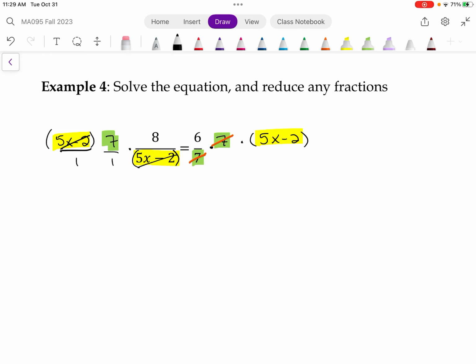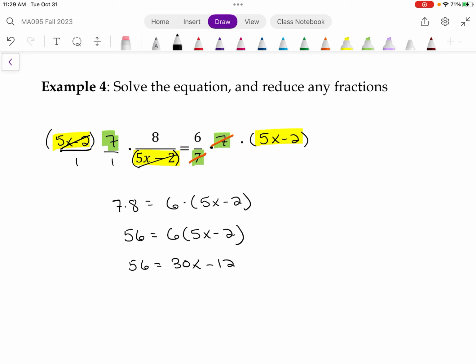All right, so we've got 7 times 8 on the left side equals 6 times 5x minus 2. Keep it in parentheses. And you're going to get 56 equals 6 times 5x minus 2. Now, how do you solve for the x? Well, first you have to distribute, which is probably the easiest way to do it. So 56 equals 30x minus 12.